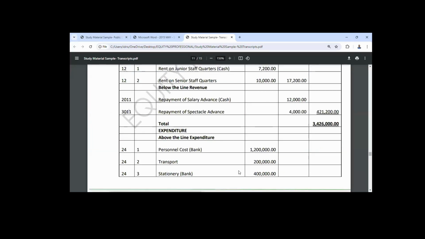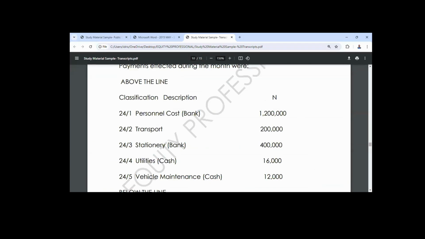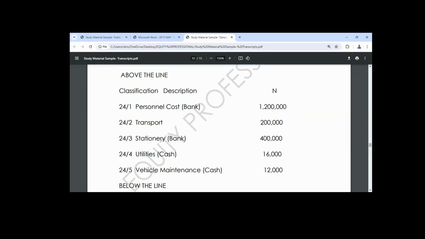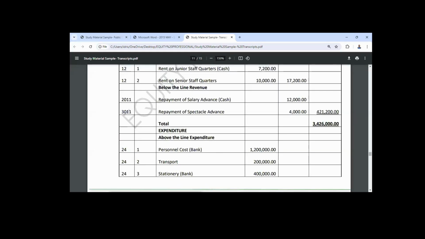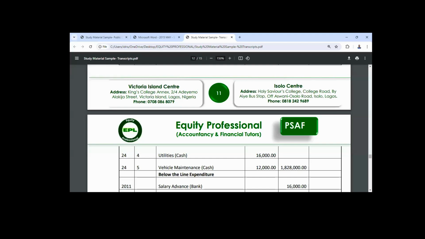All the above the line expenditure have the same head. That is the reason why we put them in the amount. You can see all the above the line expenditure, I posted them in the amount because they have the same head. After posting them in the amount, I will total them. Their total is giving us 1,828,000.